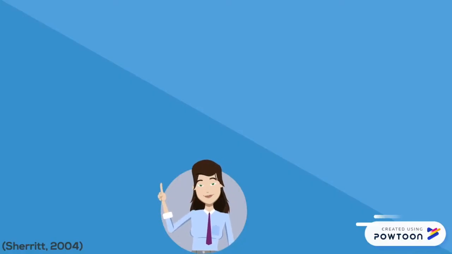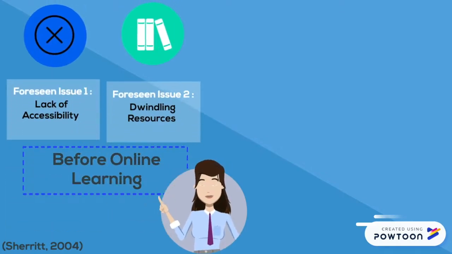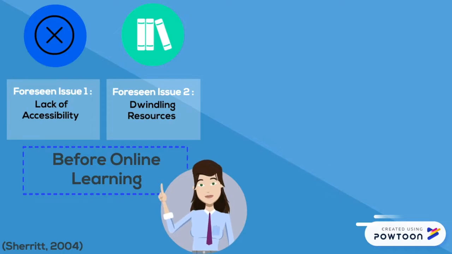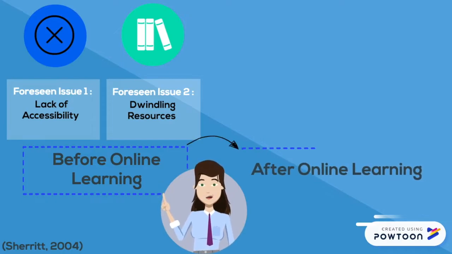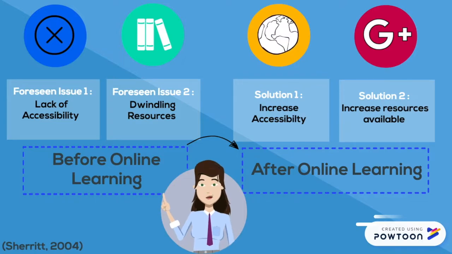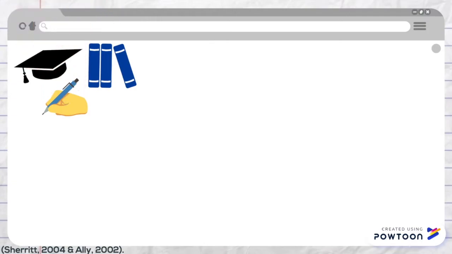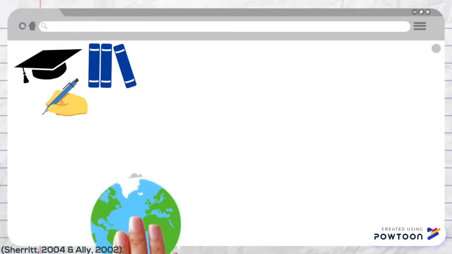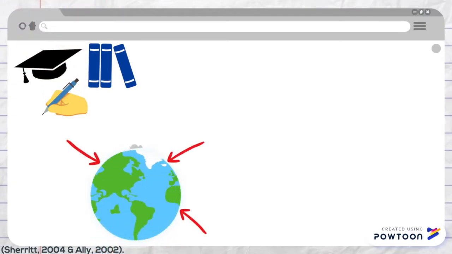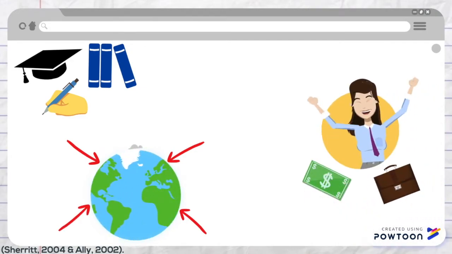According to a study conducted in 1994, some predicted challenges higher education was going to be facing based on its current state were lack of accessibility and dwindling resources. With this in mind, higher education wanted to implement online learning to become more accessible and to increase the resources available to both learners and instructors. Online learning has given colleges and universities the ability to expand their audience to students of various geographical locations. It has also allowed higher education to become more accessible to working adults.